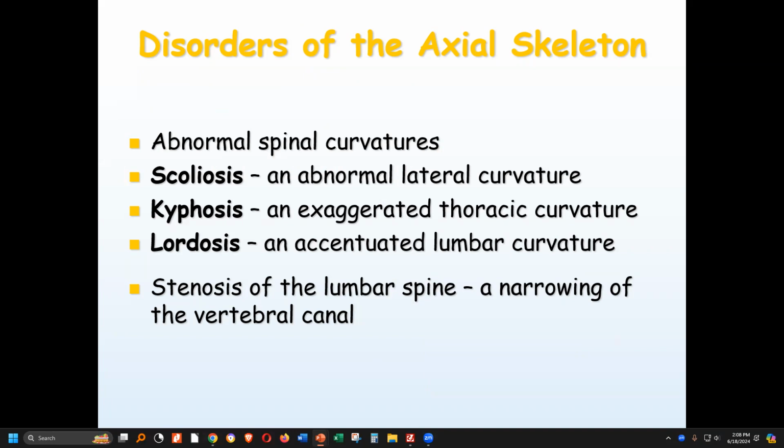As you know, scoliosis is an abnormal lateral curvature of the spine. Basically, the spine bends to the side, right? Whereas kyphosis is an abnormal anterior bend of the spine. So the spine bends forward. And lordosis is a posterior bend to the lower lumbar region, right? As it says, it's an accentuated lumbar curvature.